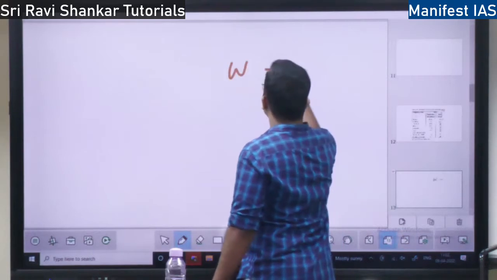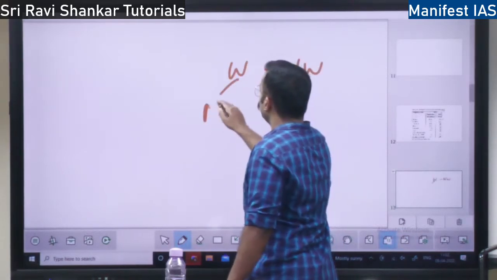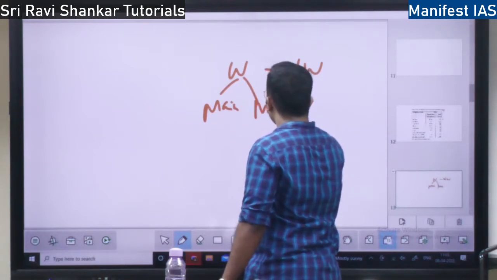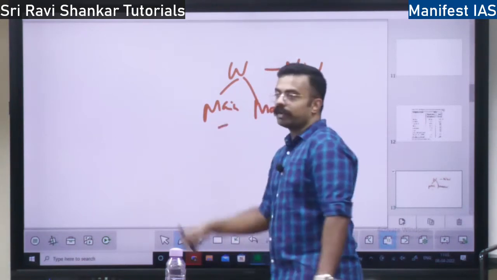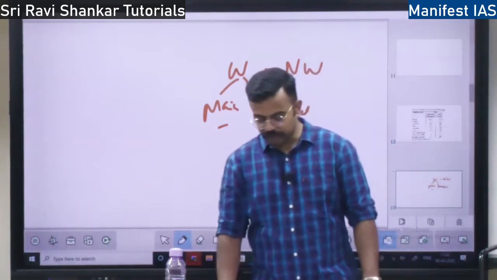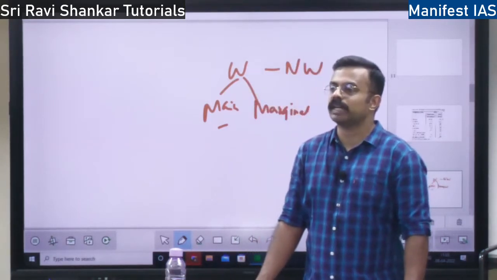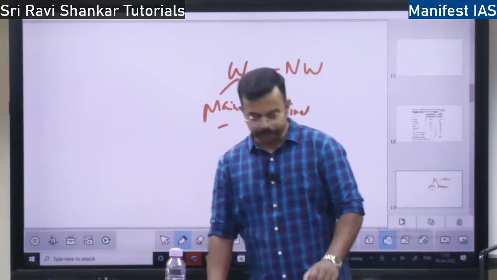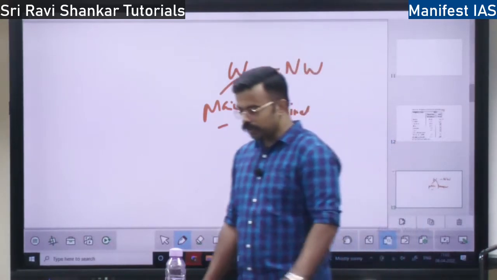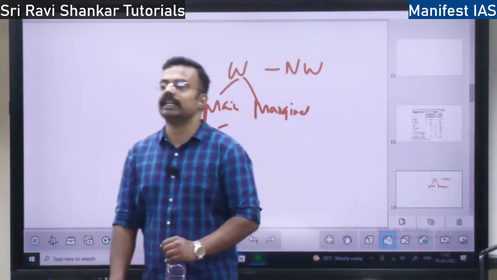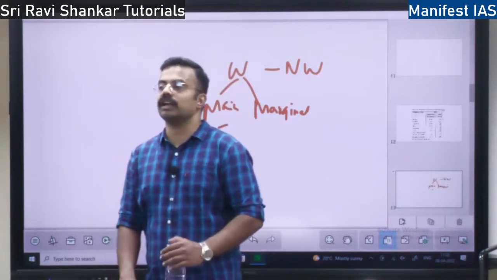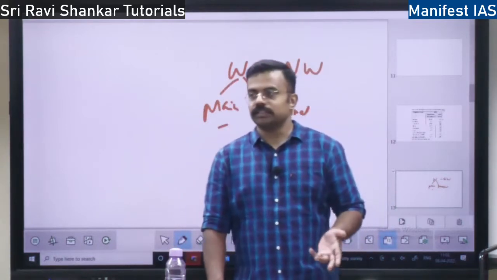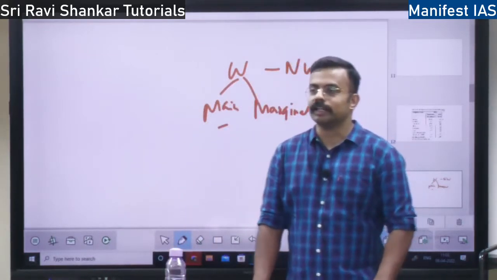Workers and non-workers. Workers, you divide them into main workers and marginal workers. So who are main workers? If a person works for more than 6 months, more than 183 days, he is called a main worker. If a person works for less than 183 days or less than 6 months, he is called a marginal worker.